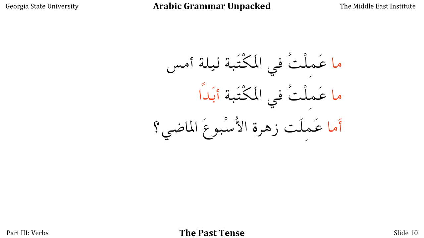So the past tense is very easy to use for the most part. It always uses the same set of suffixes. It represents actions that are already complete and no longer ongoing. And if you learn this set of suffixes, you can use pretty much any verb in the past tense.